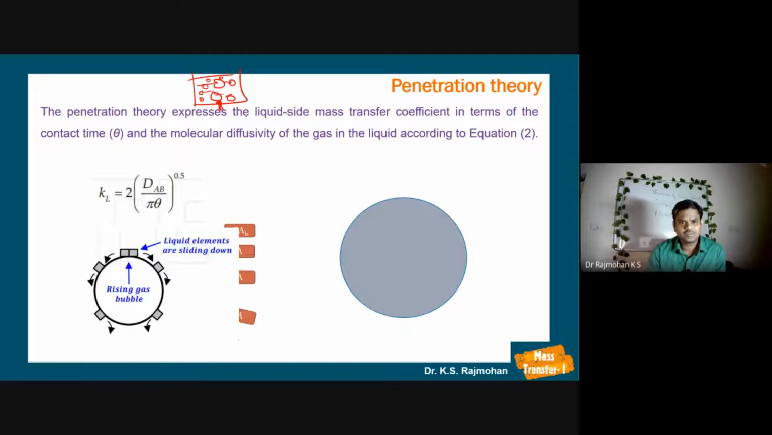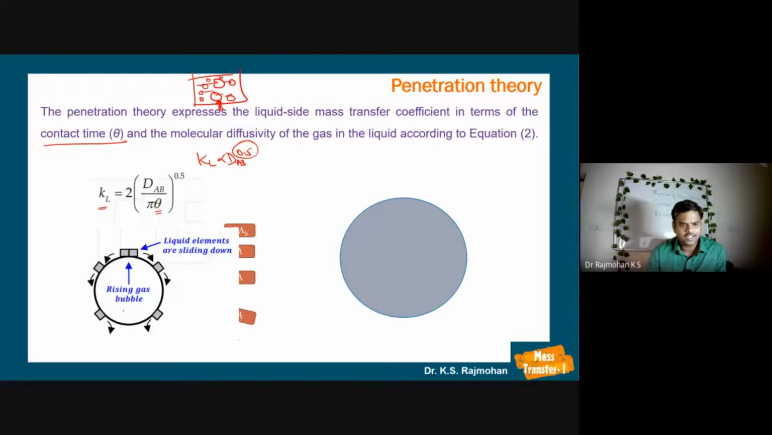So the penetration theory expresses the liquid side mass transfer coefficient in terms of the contact time. As I said, all material will spend a particular contact time. So we have the contact time in the KL equation, the mass transfer coefficient. These are all models, right? So the person derived it to show us the final relationship between KL and DAB. KL equals 2 into square root of DAB by pi into contact time theta. So KL is proportional to DAB power 0.5, that is, n equals 0.5 here.